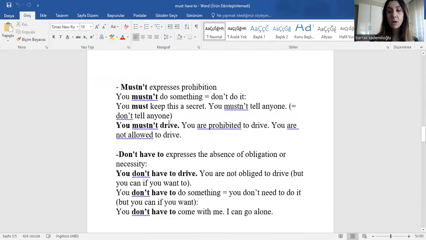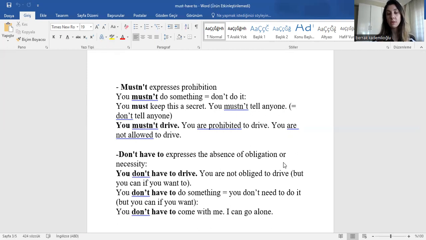Don't have to expresses the absence of obligation or necessity. Absence of necessity. So, you don't need to. And this is also the same. Don't have to. You don't have to drive. You are not obligated to drive, but you can if you want.